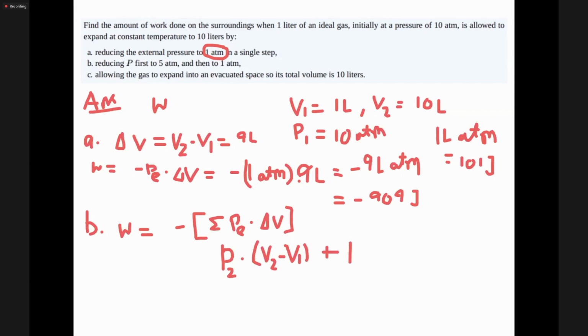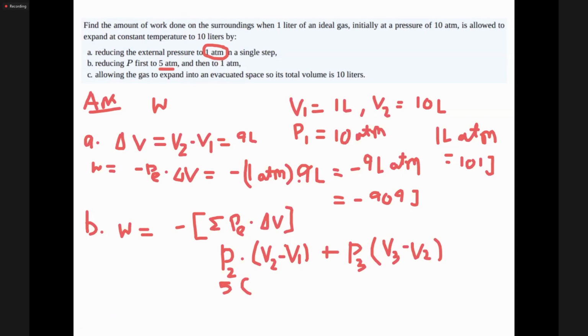And for the next case, we have a P3. And the volume change is V3 minus V2. For the first case, we are getting that P2 is equal to 5 atmosphere, which is written over here. So P2 is 5. And V2, that is the final volume that we have to calculate.